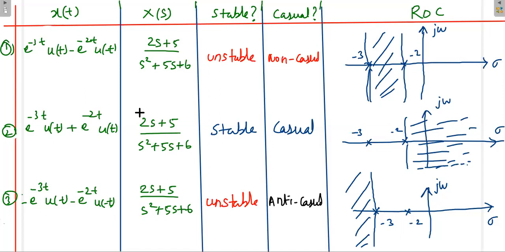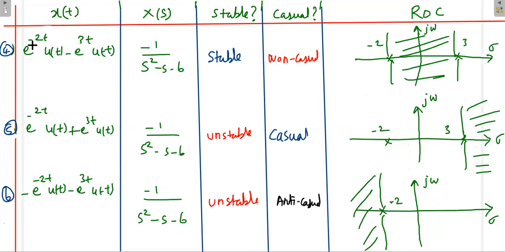Then how to differentiate these? This will be differentiated by ROC. Each x of s will have a different ROC. Then the first system we call unstable and non-causal. Then how to identify it from this? Similarly, in the second set, I have chosen -2 and 3. That means one root is at -2 and another is at +3.